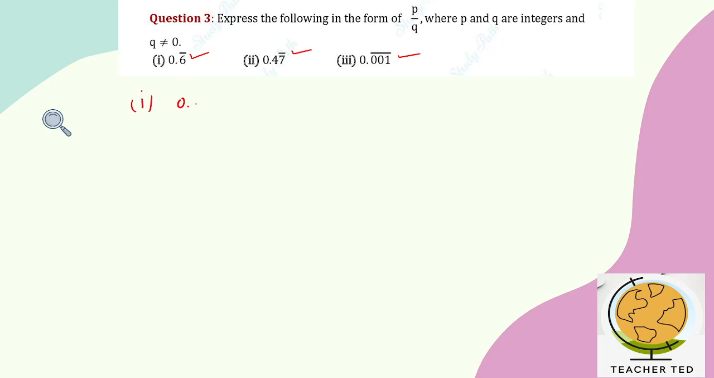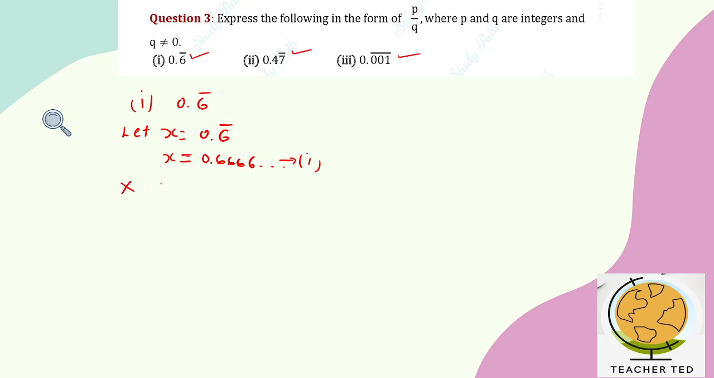So 0.6 bar. Let x be equal to 0.6 bar. Here you'll just put x. And we know that if it is 0.6 bar, it means 6 is repeating here. We already know the terminating and non-terminating expansions. We can write this as 0.6666 etc., and call this equation number 1.